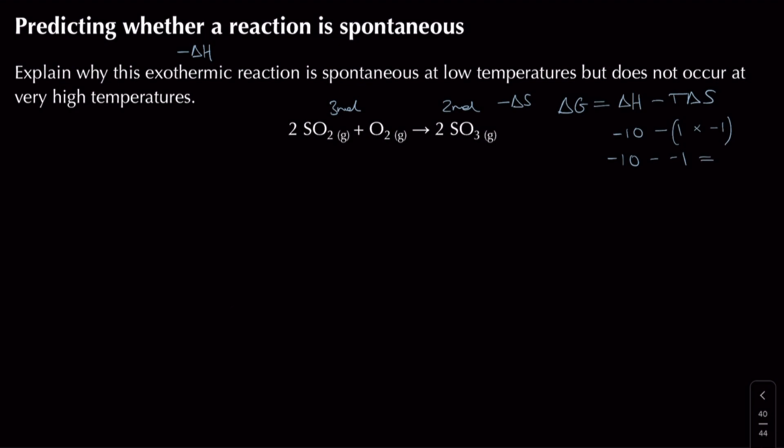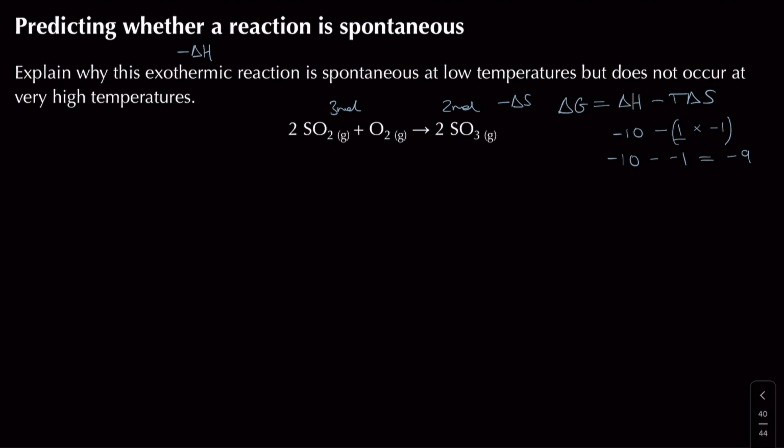Now, if we did that, we would end up with a value for delta G being, in this case, negative 9, because we're technically taking minus 10 and adding positive 1. Now, of course, delta G at this very low temperature of 1 Kelvin is negative, and so the reaction is going to be feasible. So this reaction is going to be feasible at low temperatures.